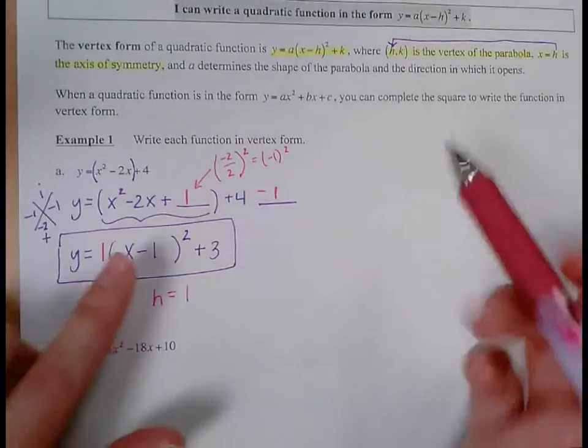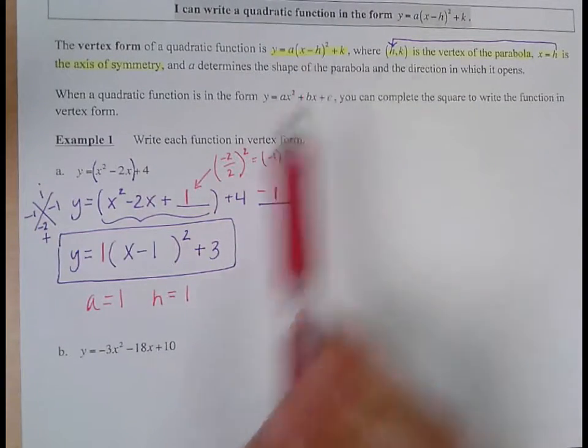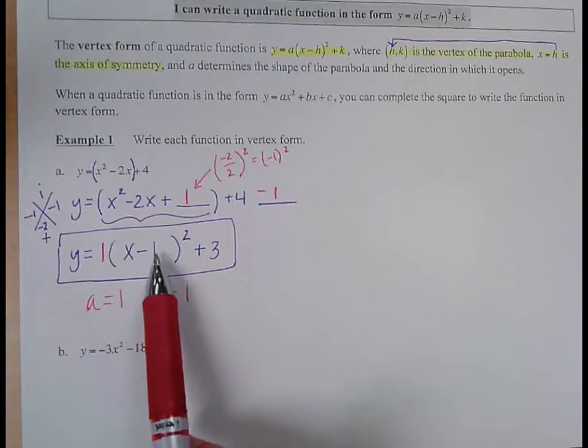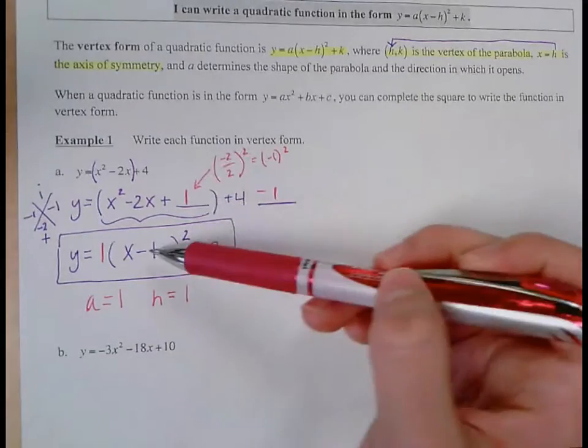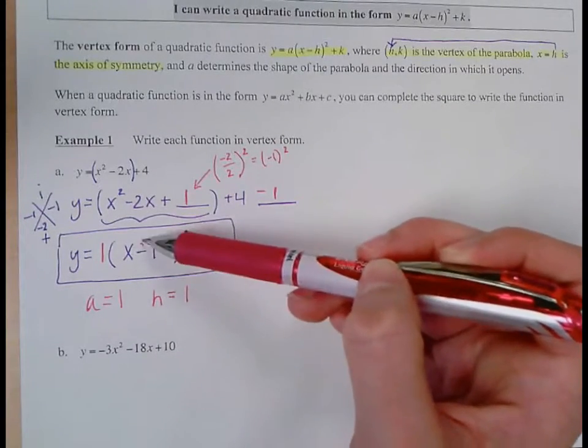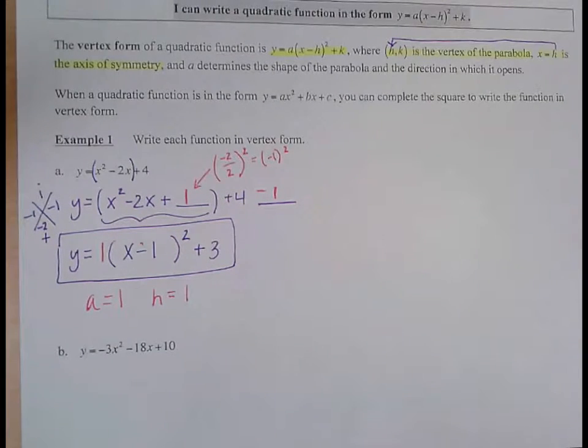So the reason it's positive, notice in the formula it's x minus h. So if you have x minus 1, h is really positive 1. So h will always be the opposite of the sign that is there. So if it's x minus 1, h is positive 1. If it was x plus 1, h would be negative.